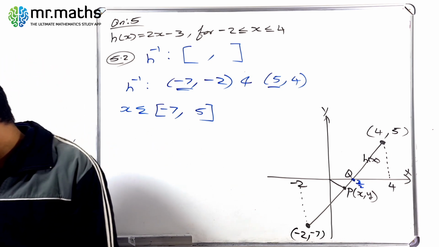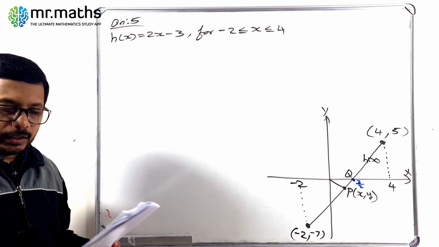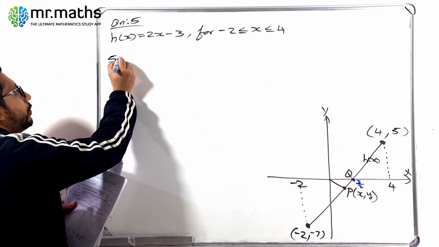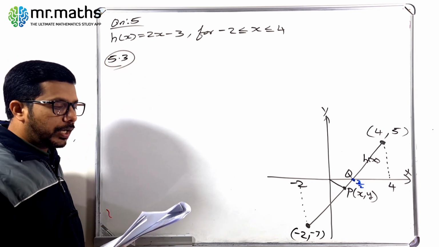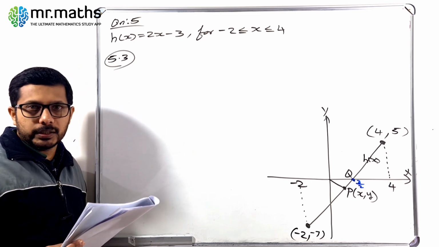Now let's go to question number 5.3. What is that question? Sketch the graph of h inverse in your answer book. Clearly indicate the y-intercept and the end points.